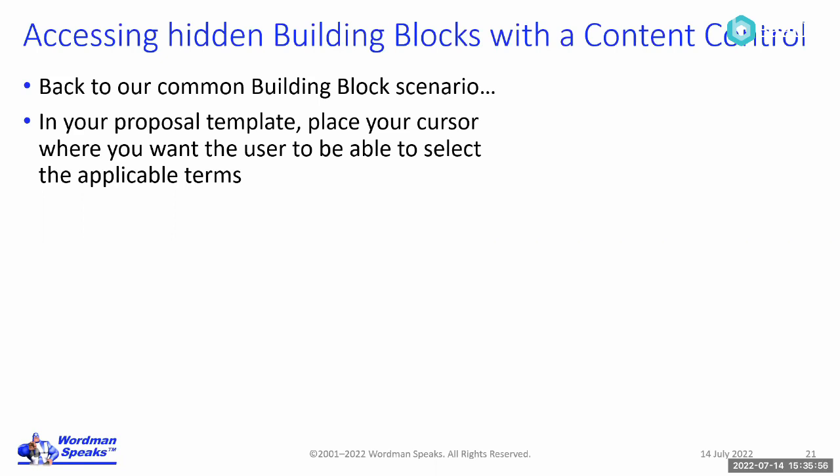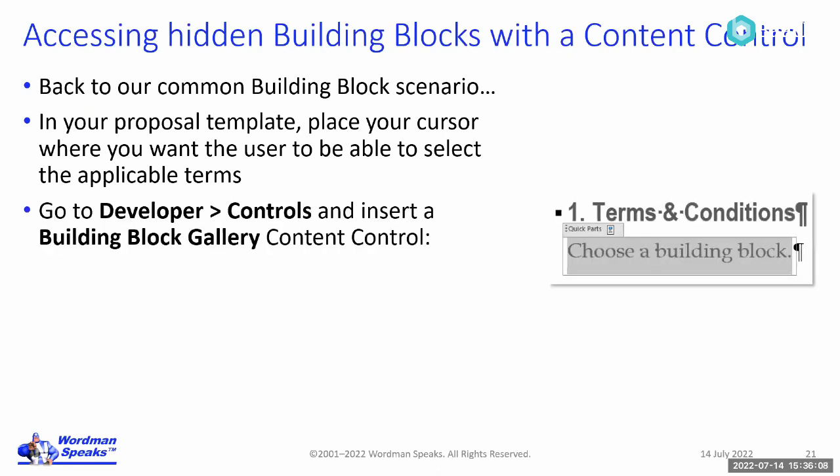So now we're going to go back and open up our proposal template. We're going to put the cursor where we want people to be able to insert the terms. It might be a very specific section of the proposal. Here, for example, I've just put in a heading 1, terms and conditions. Underneath that, I'm going to go to developer controls and insert a building block gallery content control. This is how it comes in by default. It says choose a building block.